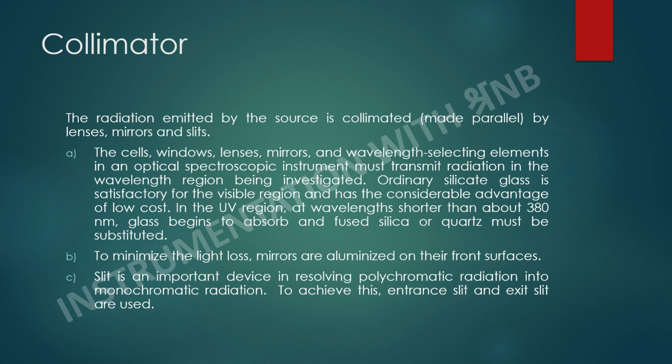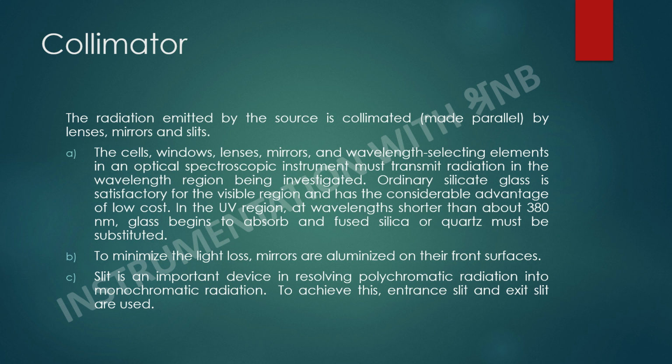That is why ordinary silicate glass is used for the visible region. Glass used for the visible region is made up of silicon oxide. Now, for the UV region, this glass starts absorbing radiation below 380 nanometer, so we can use quartz apart from glass for the UV region. To minimize the light loss, the mirrors are aluminized on their front surface. And there are two basic slits: entrance slit and exit slit.